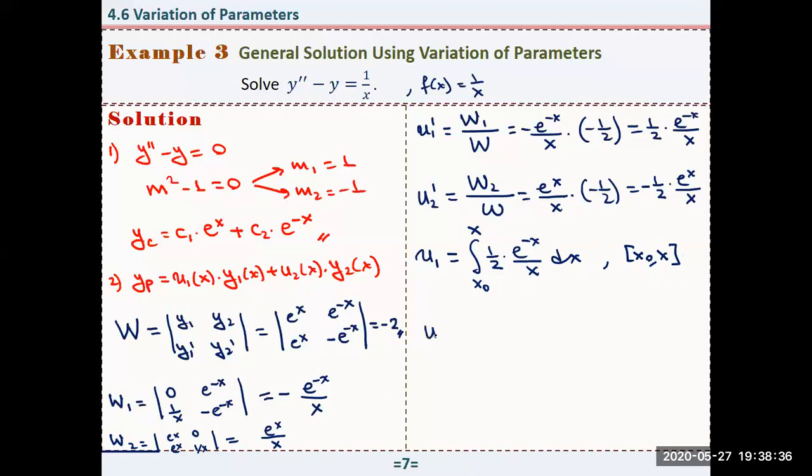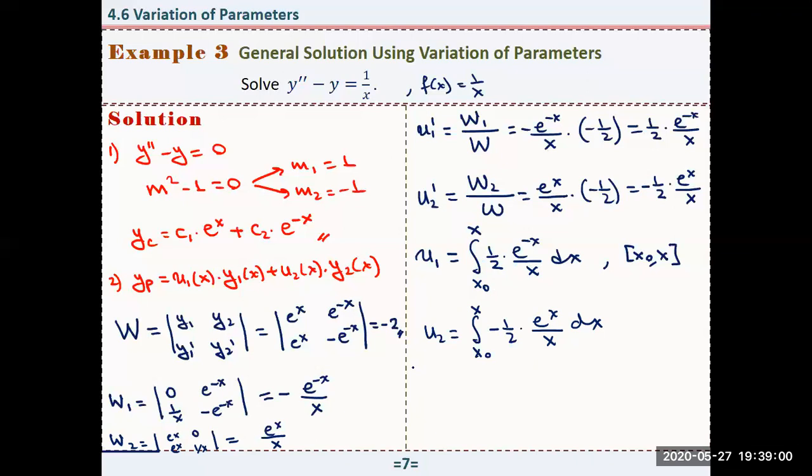And u sub 2, the second thing, is equal to the integral from x sub 0 to x of negative 1 over 2 times e to the power x over x dx. Okay, so now I can take this negative 1 over 2 out, or you can just keep it inside, it doesn't matter.